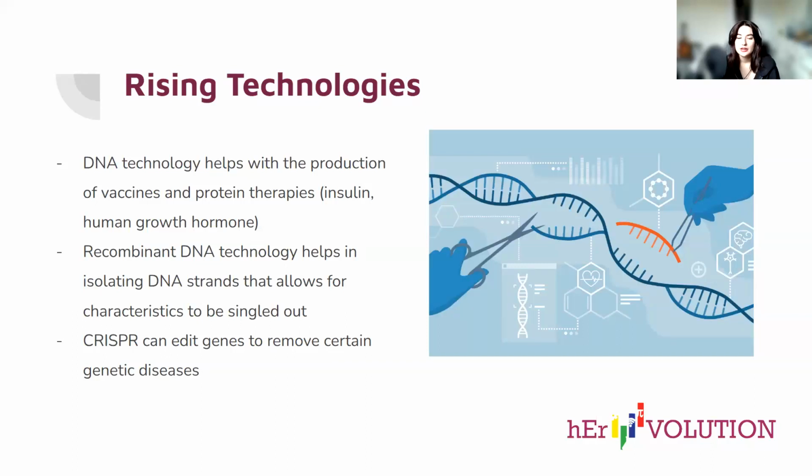And then recombinant DNA technology helps in isolating DNA strands that allows for characteristics to be singled out. Such as CRISPR, it can edit genes and remove certain genetic diseases, which can be very beneficial or very detrimental depending on who has access to this technology, which is why CRISPR isn't very widespread as is. This technology can help take out certain genes for genetic diseases, which can be very beneficial if it's something very harmful, but it can also open a door to genetic editing so that children are how people want them to be. It can be like creating designer babies, which is less centered in helping people, more centered in eugenics.